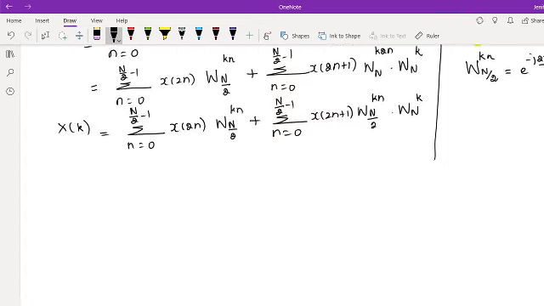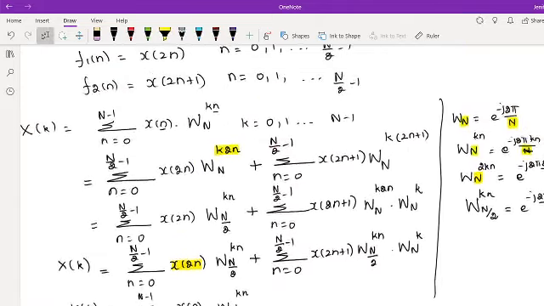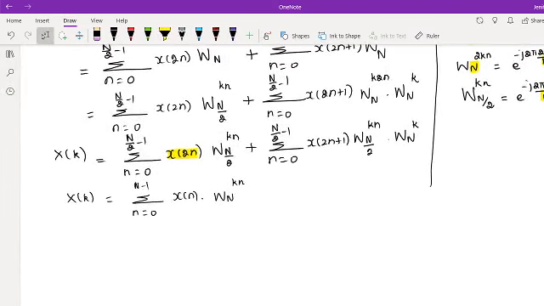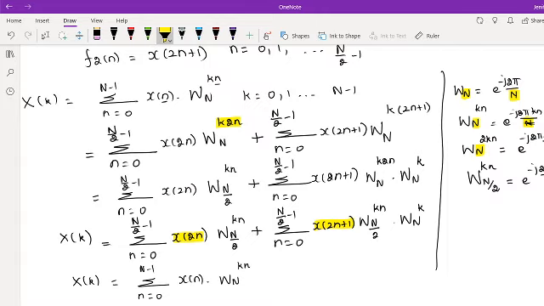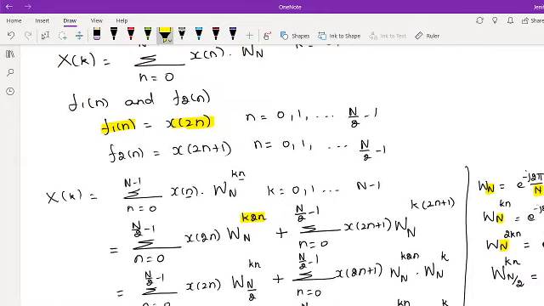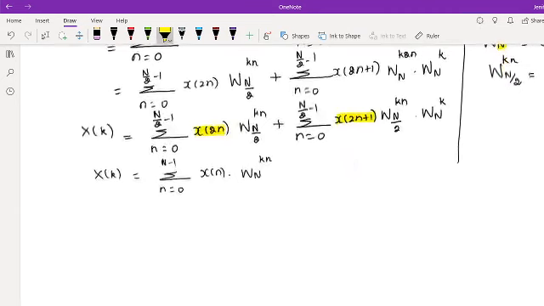Now, for the N-point DFT, the formula x of k is equal to summation n equals 0 to N minus 1 of x of n into W N power kn. In this place we have the term x of 2n, but initially we decided that x of 2n is equal to f1 of n. So instead of x of 2n, I am going to replace it with f1 of n. And instead of x of 2n plus 1, we decided that it is the sequence f2 of n. So I am going to replace that in the equation.